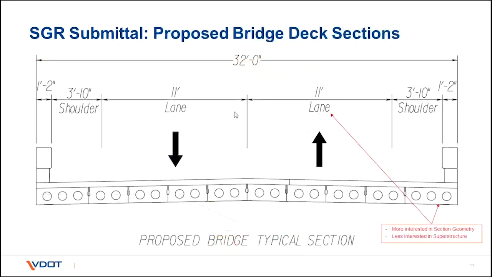And then finally, it's the proposed deck section. In here, we're more interested in the section geometry on the bridge as opposed to the structural details. We want to see what you're coming back with in terms of your bridge width, the laneage, and the shoulders, so that we can compare that to existing and make sure it's complying with the INIM.